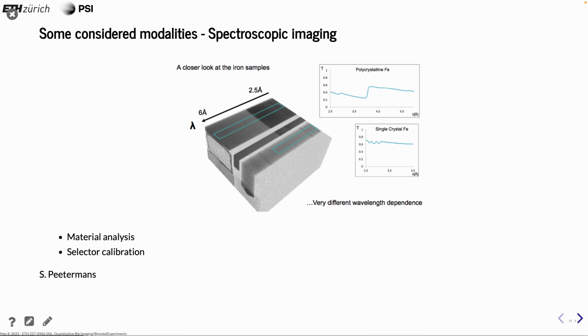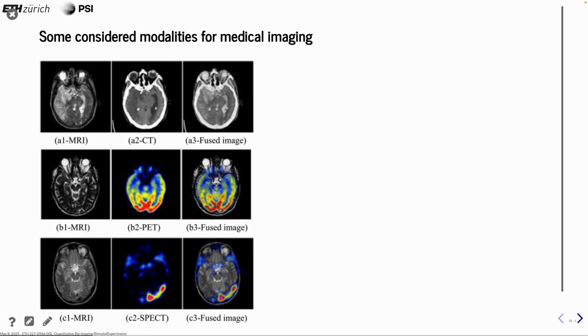Another way to look at a sample is through spectroscopic imaging. It's not really multimodal, but you get much more information about your sample, and that can actually be used in the analysis of the samples. And if you look into medical imaging, the typical modalities we are talking about are MRI, X-ray computed tomography, PET and SPECT. And they provide different information, and by fusing this information, you can learn more about the patient's condition.